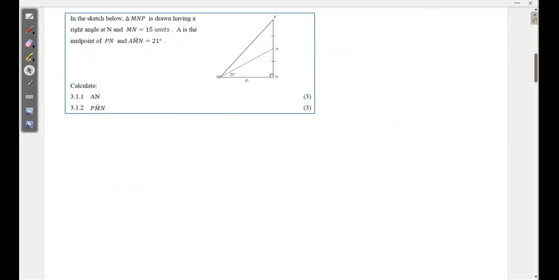Okay, and then MN is 15 units. A is the midpoint. As you can see, they tell you that apparently A is the midpoint. There is A there, right? Is the midpoint of PN, which tells you that PA will be equal to AN. Now they say calculate the value of AN, this one, right? They want AN. Now to get that, you have to understand which triangle you are working with, right? You're working with a right angle triangle AMN, right? You must choose that one because that is where AN is.